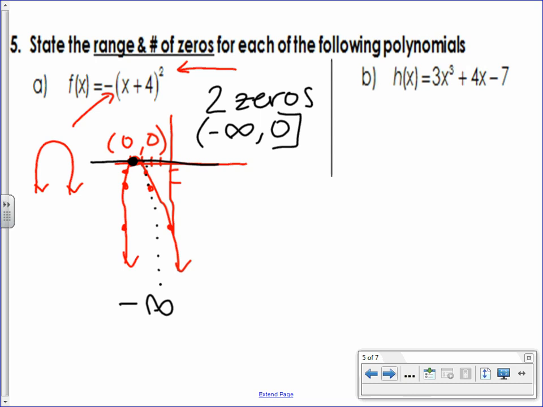Okay? Now, if I need to know how many zeros I've got, looking right here, here's my graph. So if I go to my calculator, I make me a table. I do 3x to the third plus 4x minus 7. I'm going to be able to make me a little table here.